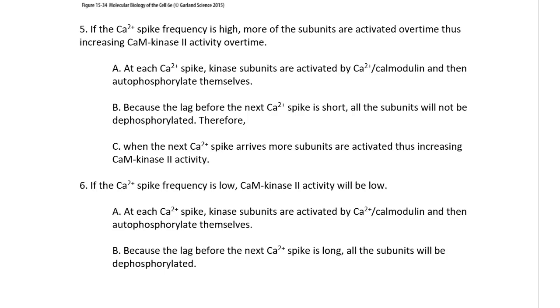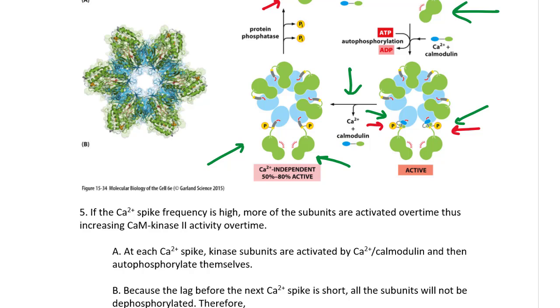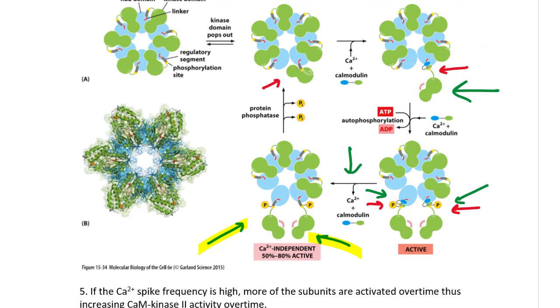If the frequency of calcium spikes is very high, you're getting calcium spike after calcium spike after calcium spike, where the lag between the spikes is very short, then you don't give enough time for this dephosphorylation event that is being shown here to happen, okay? Meaning these phosphate groups won't be removed. And this is what's being shown here, actually. The phosphate's being removed, and you go back to the state that you were at before, right?